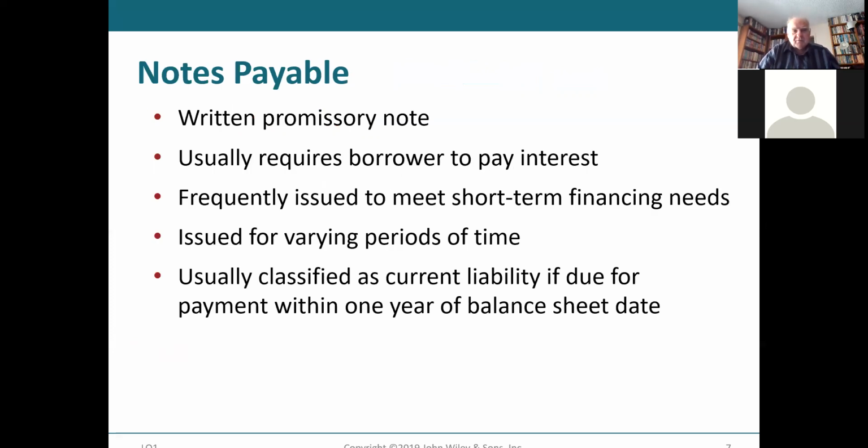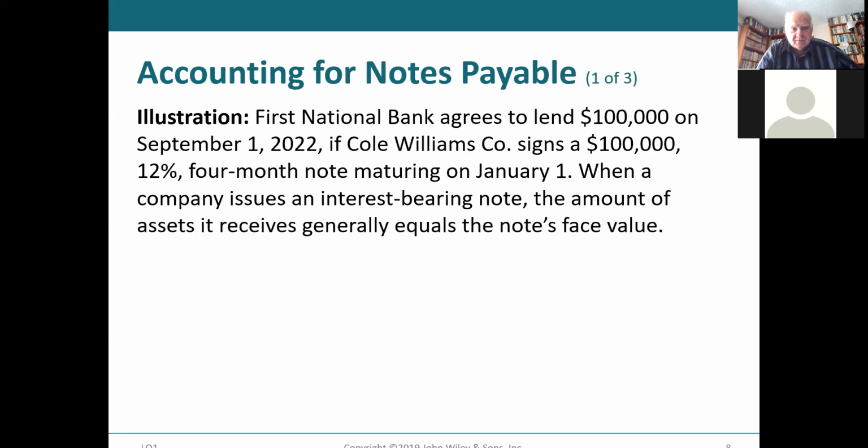Notes payable: a written promissory note, usually requires the borrower to pay interest, frequently issued to meet short-term financing needs, can be various periods of time, classified as a current liability if due within 1 year. A note payable is a formal written contract between a borrower and a lender, unlike accounts payable, which is based on credit, checks, and trust.